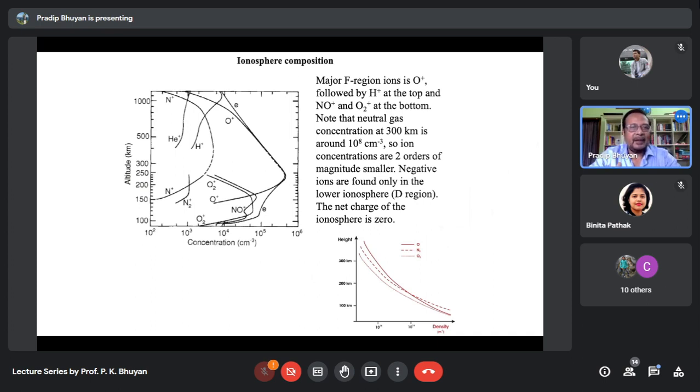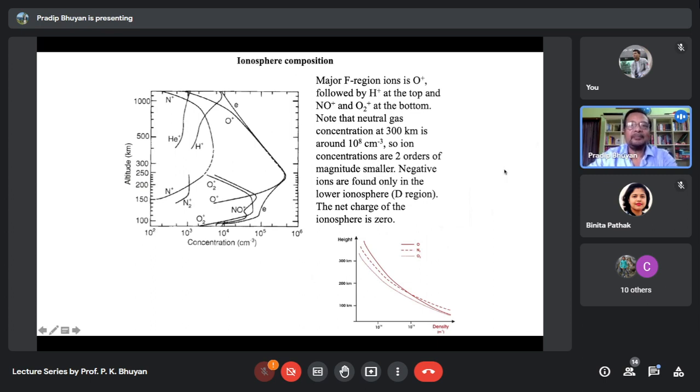Then you have N2, nitrogen dissociated to N and N. Similarly, O2 dissociated to O and O. And also, by combination, you have NO also. So at lower heights, meaning lower ionospheric heights, already you will have O and N. Instead of N2 and O2, you may also have N and NO and this O.